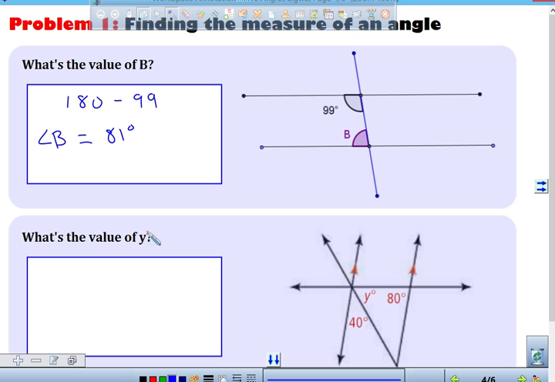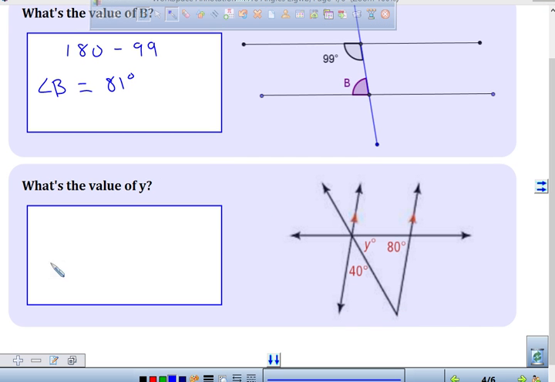Okay? How about angle Y down here? What can I do to find angle Y? How might we go about this? Okay, talk with somebody next to you. Figure out the answer for angle Y, please.